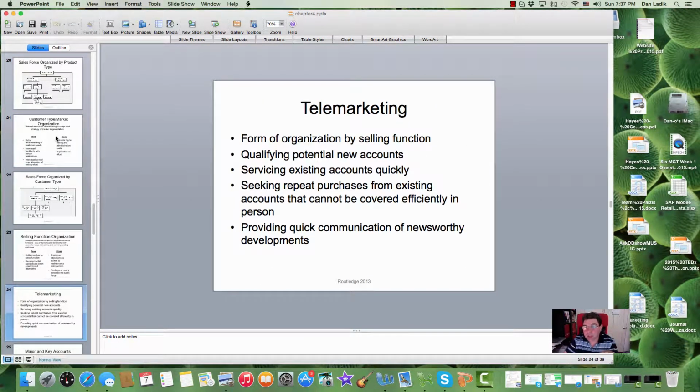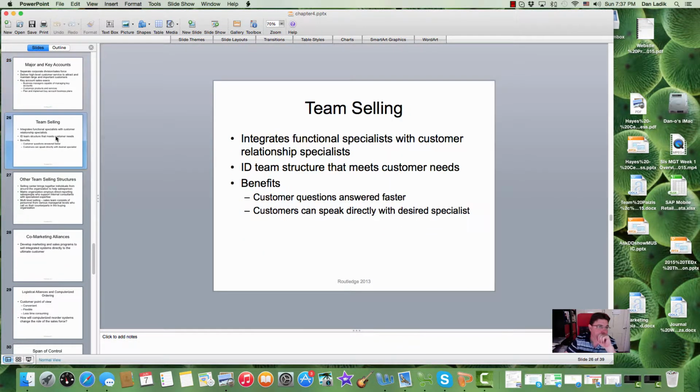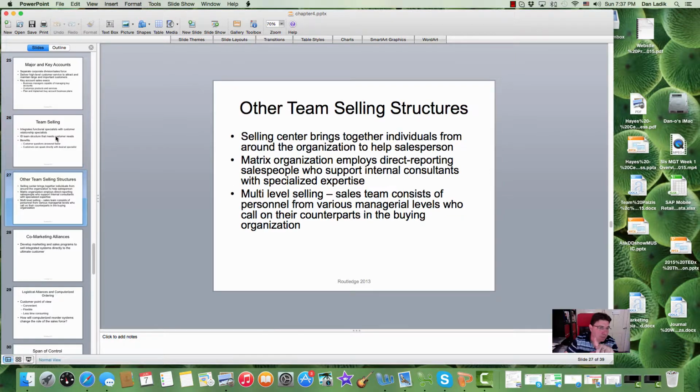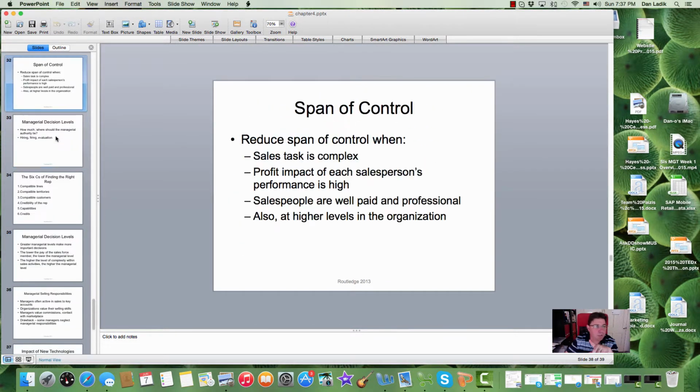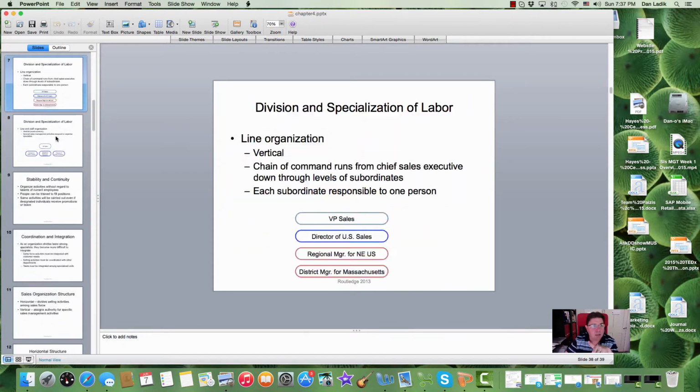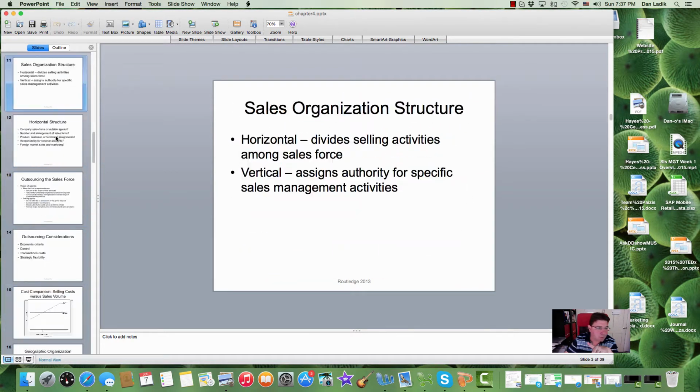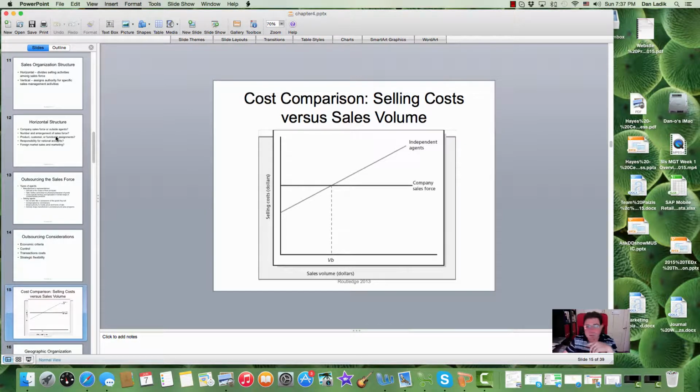We're going to get to the telemarketing question because it came up within Chapter 4. And team selling, I don't think there was anything else major here in Chapter 4 that I needed to highlight. Everything else is going to come up in the questions. Let me go back to this slide because I'm going to come back to it. So let's get to those questions.